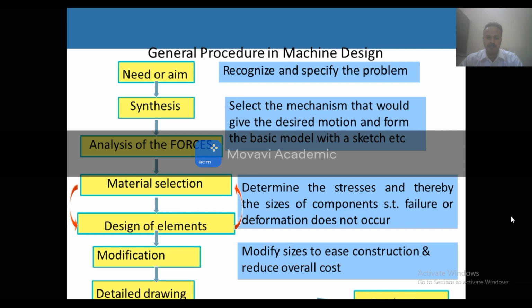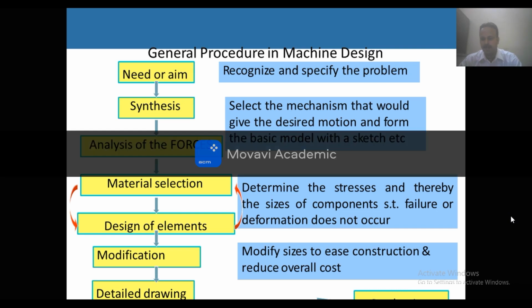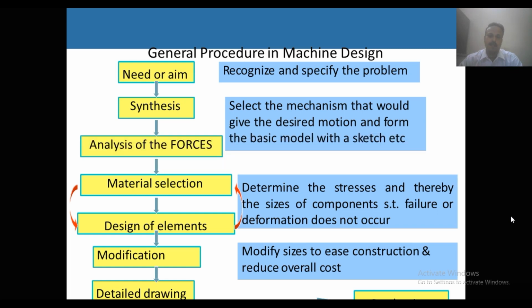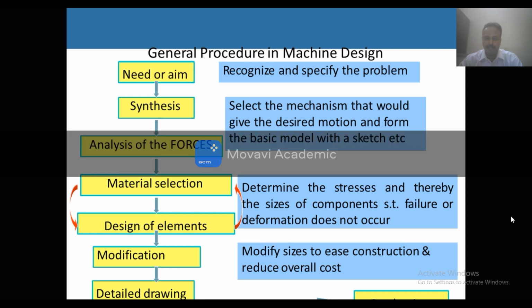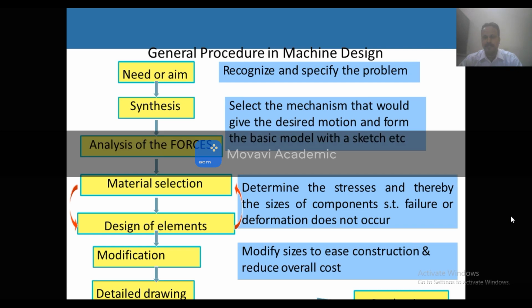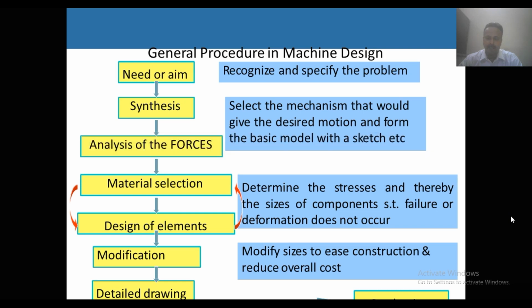And last comes detailed drawing. In detailed drawing, we draw the complete structure, all the views and projections of the component that is being designed, according to either actual scale or a modified scale. These drawings are a source of input to the production department, or you can say the manufacturing department. The manufacturing department receives the drawing as well as the material that has been finalized in the process of design.